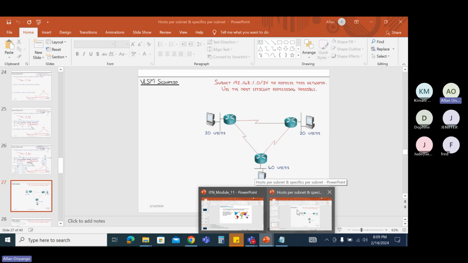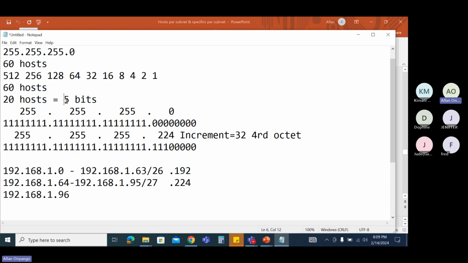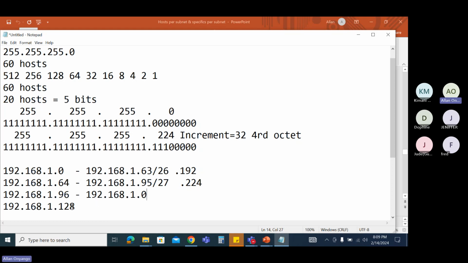Cindy, how many networks of 20 did we have? Two. There's one this side and the other, and it's also 20, which means you're going to follow the same process. The bits will be the same, increment will be the same, the number being reserved will be the same. At the end of the day, we'll still just take 32. What is 32 plus 96? 128. Okay. Check this out. If this is beginning at 128, this one ended at 159, which means slash is going to be the same, slash 27, still ending with 224. We are done with the networks of 20.